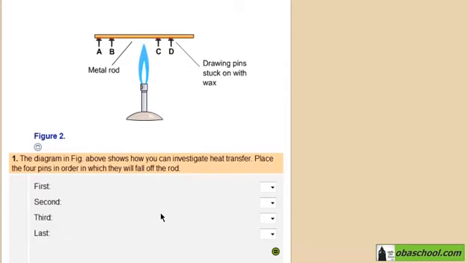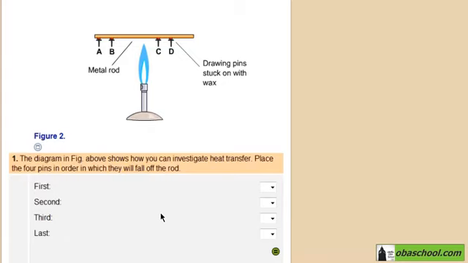In this question, the Bunsen burner is used to heat the rod. Then, when the rod is heated, the wax will melt and eventually the pins will fall off. So, the first pin that will fall off is the one at which the wax is melted first. In order to find which pin will fall off first, we should find the one that is at the shortest distance with respect to the Bunsen burner. So let's find the distances between the Bunsen burner and the stuck pins on this rod in order to find which one has the shortest distance.